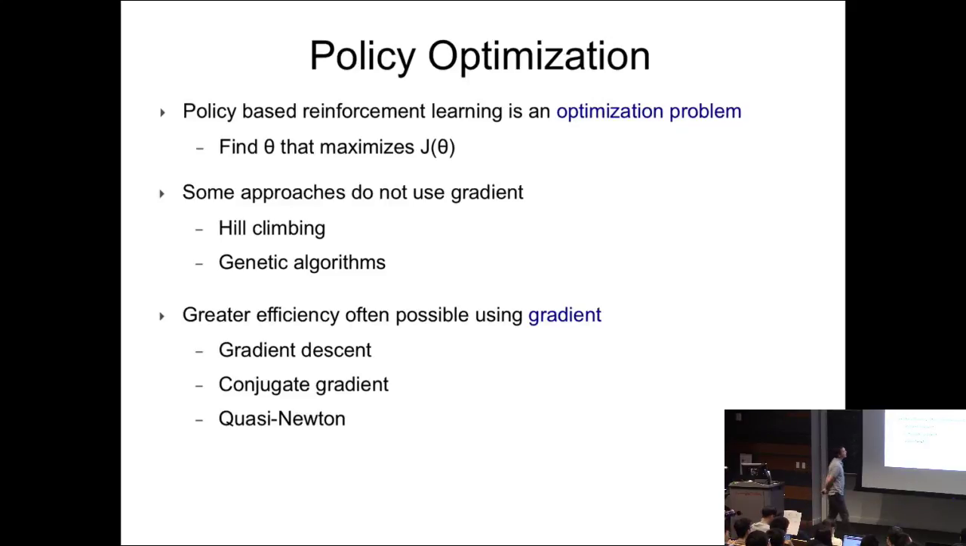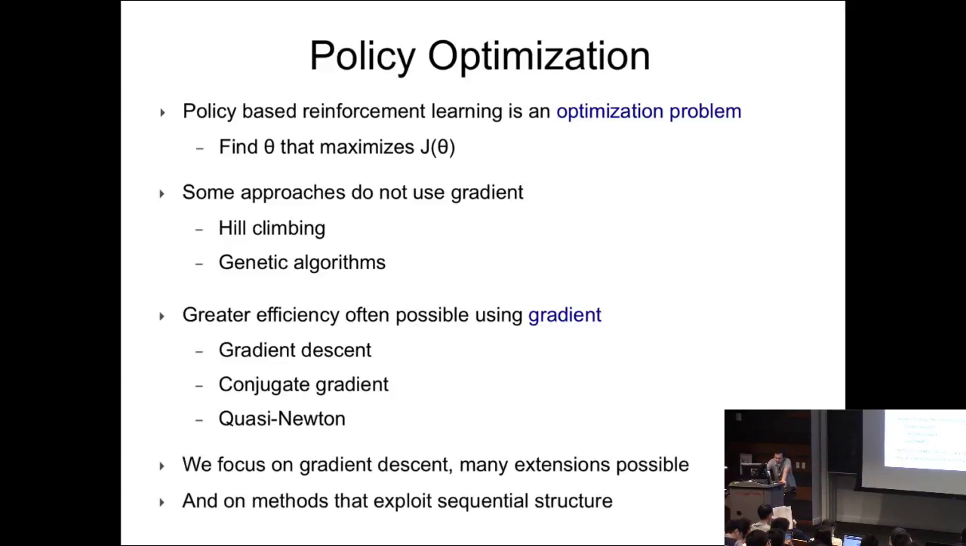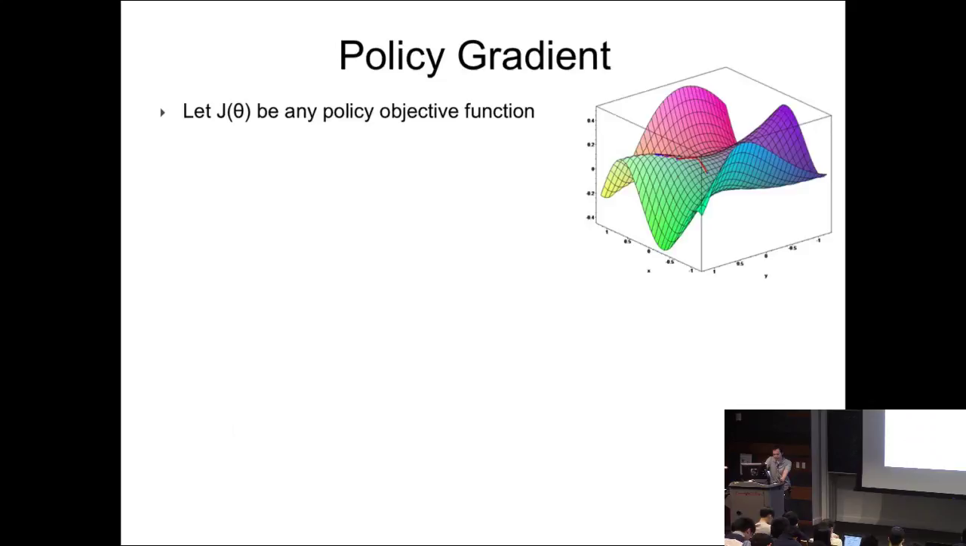We are going to be looking at gradient-based optimization. So you can use gradient descent once you have the objective. You can use conjugate gradients or quasi-Newton methods. And we're going to be looking at the gradient descent algorithms. There's a whole bunch of extensions. If you look at the literature, there are so many different variations and methods that go beyond gradient descent, and there are also some methods that exploit sequential structure, because it's a sequential process. Later on, we might look at some of those examples.